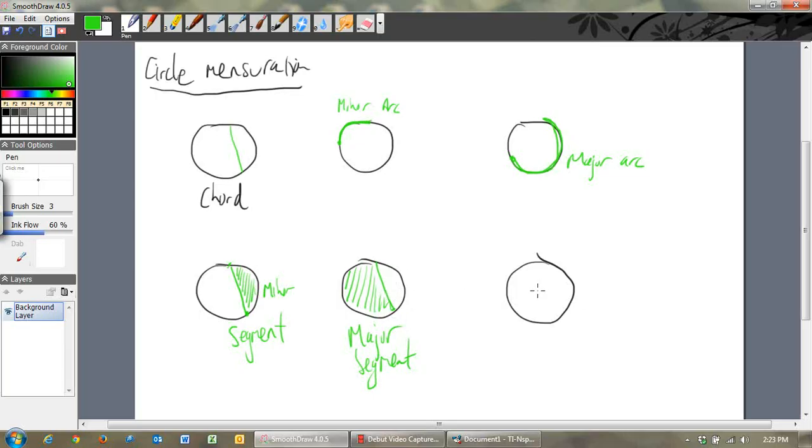And the other thing you need to know is a sector, and a sector is just a piece of pizza. So there we go. We've got a minor sector. Actually, one more circle, and then you guessed it. We've also got a major sector, and there's your Pac-Man. So there's your major sector. I reckon he's finished. There we go. So there's just your terminology that you need to know about different names for different things.